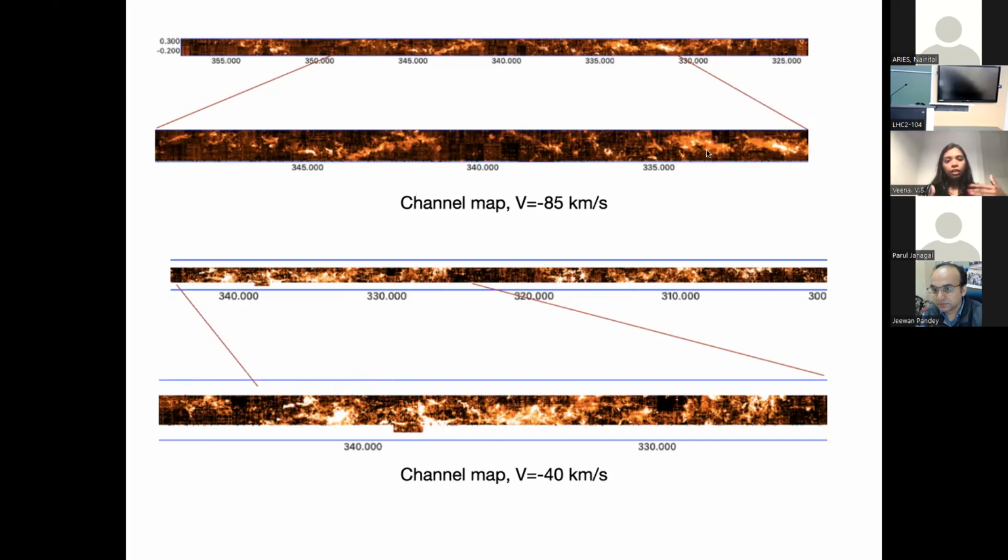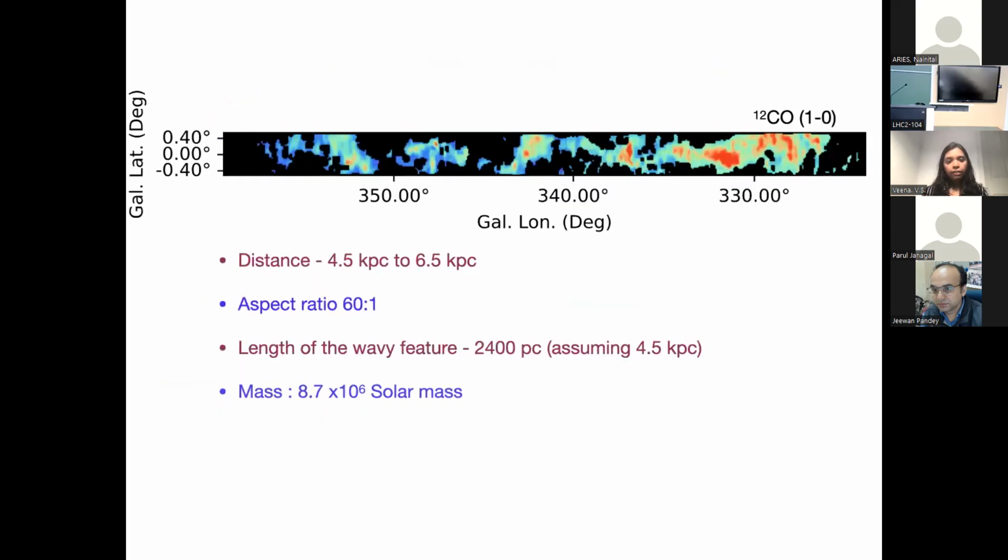But if we compare the wavy emission, it is more confined and filamentary. We also see some breaks along the wave, as I mentioned. This is due to star formation activity.